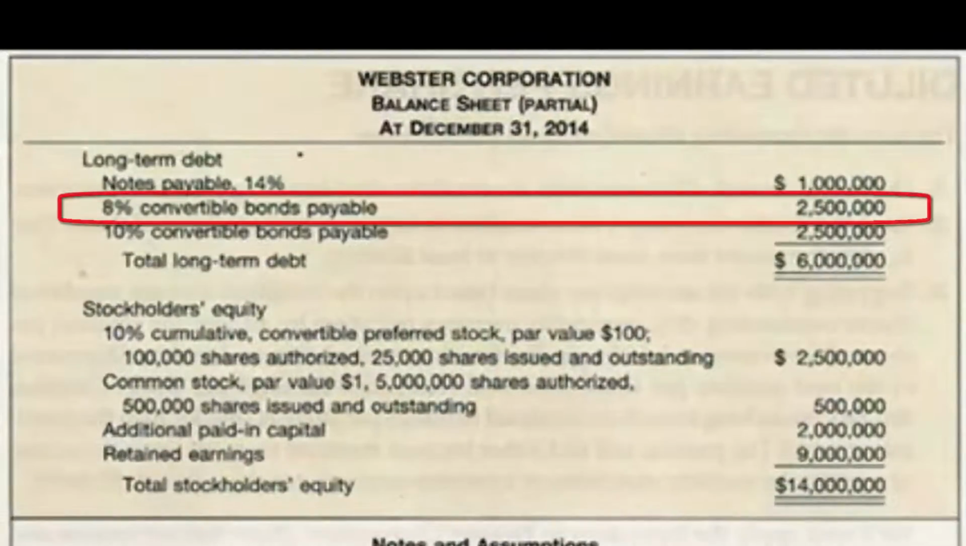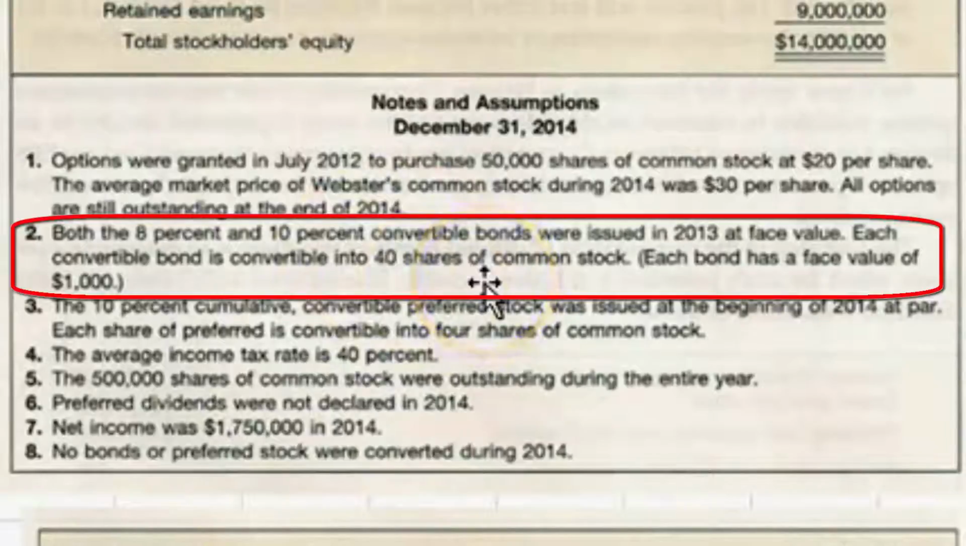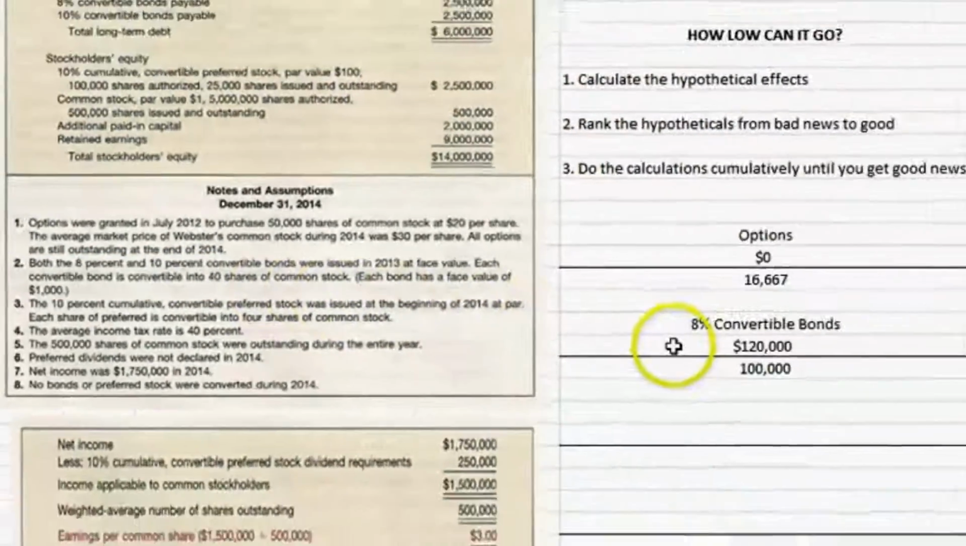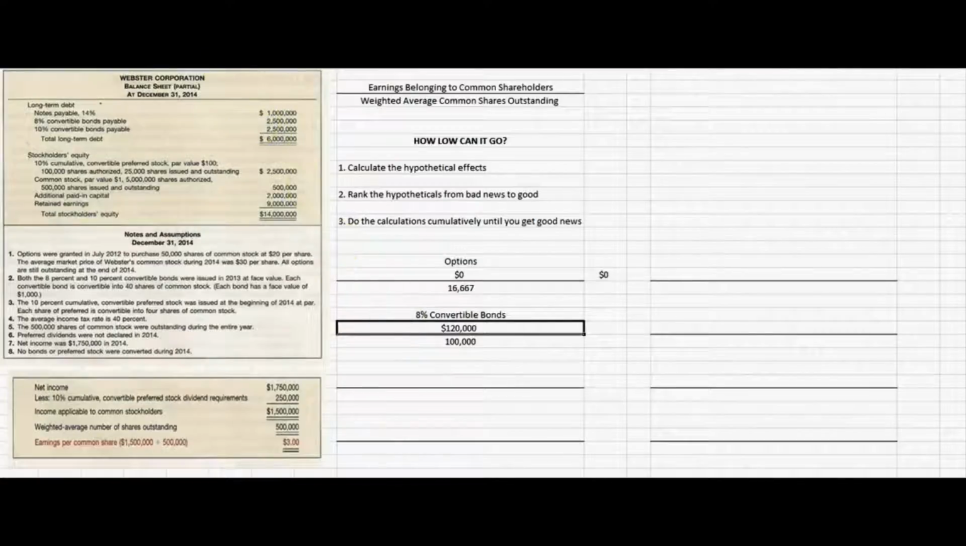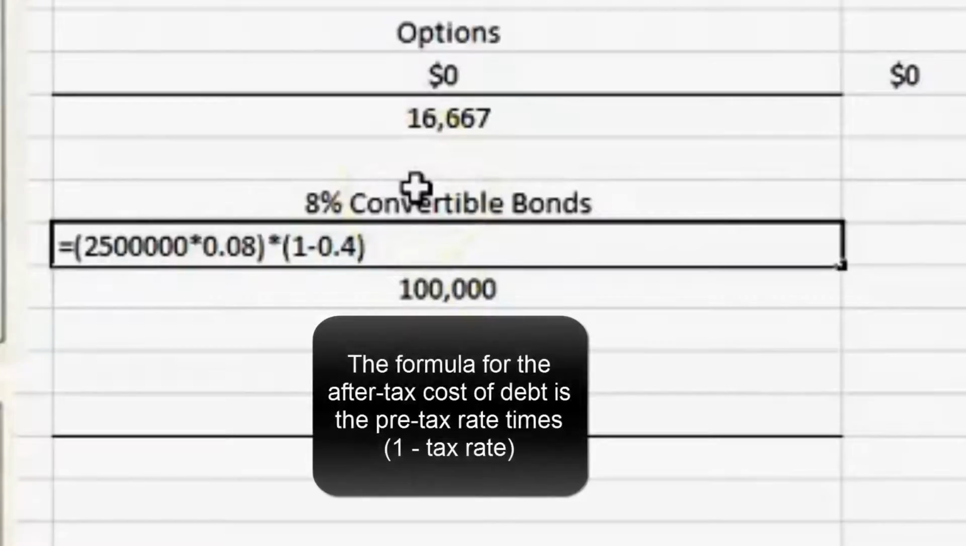Okay, next, let's take a look at the 8% convertible bonds. These 8% convertible bonds are converted into, each $1,000 bond is converted into 40 shares of common stock. Well, if they converted the bonds, we wouldn't have to pay interest on them. So if you look at the formula in this cell, we take 8%, these are 8% convertible bonds, times the face amount of the bonds, and then multiply it times 1 minus the tax rate, because remember, interest is tax deductible. This company's in the 40% tax bracket, so for every dollar of interest expense we incur, we reduce our income tax bill by 40 cents.